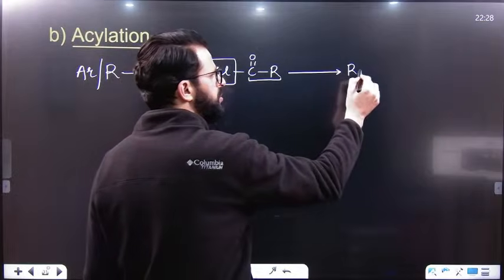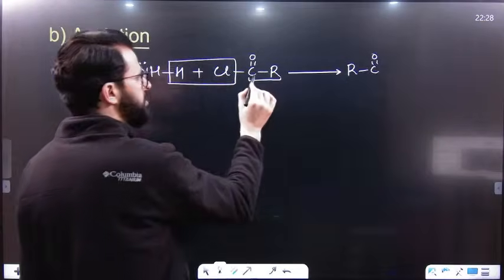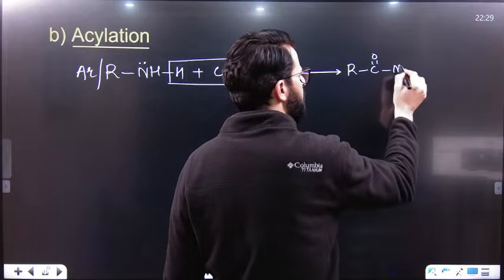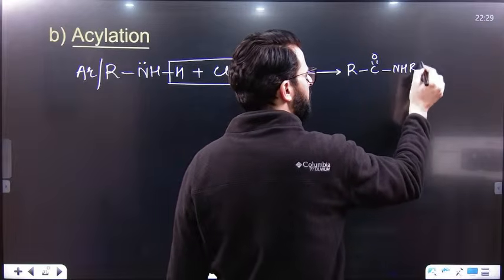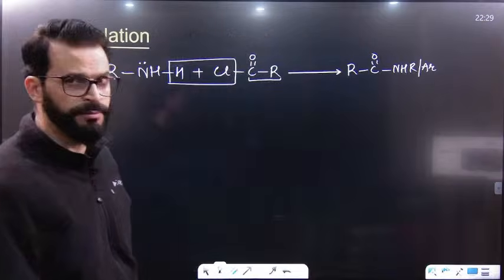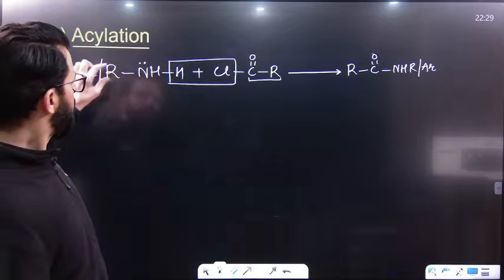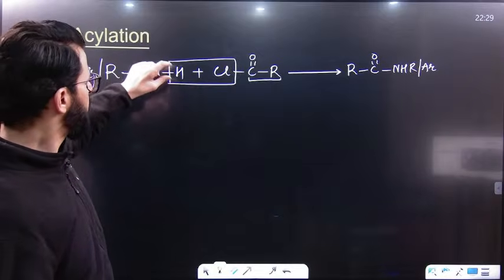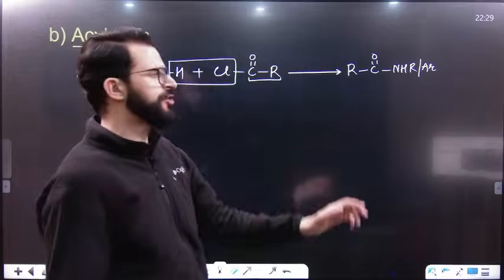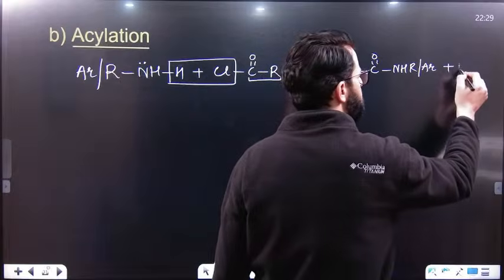R C double bond O, then NH and Ar. So this is an amide. An amide has been formed. But how? When we replace this hydrogen of the amine by an acyl group. So this is acylation, but at the very same time, HCl will be formed.